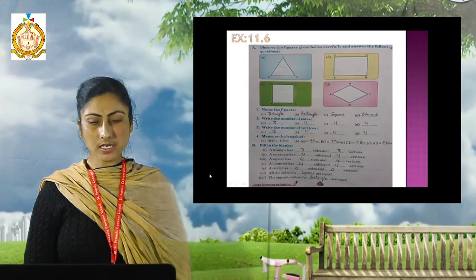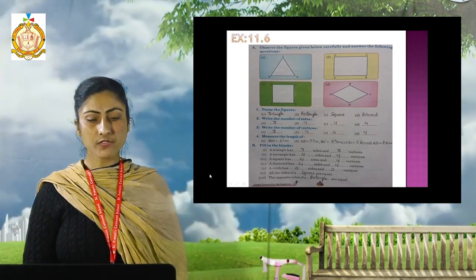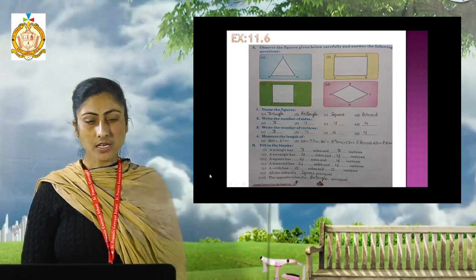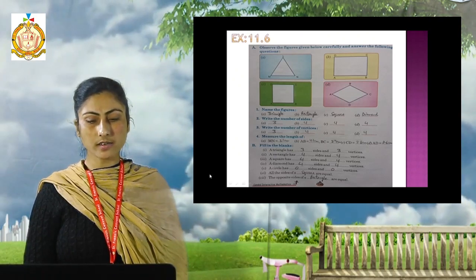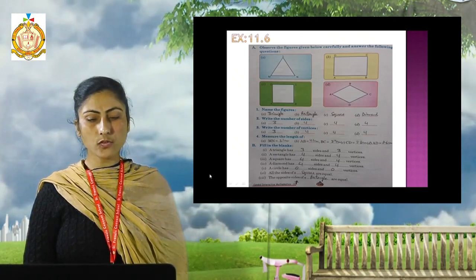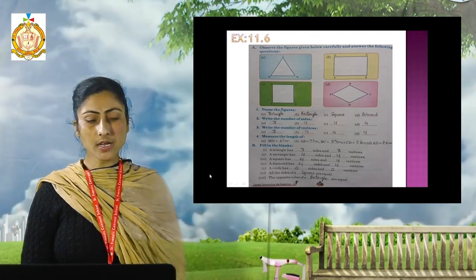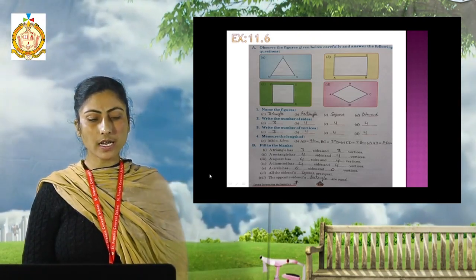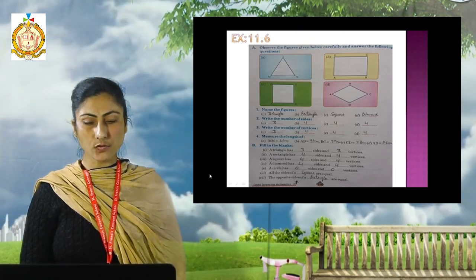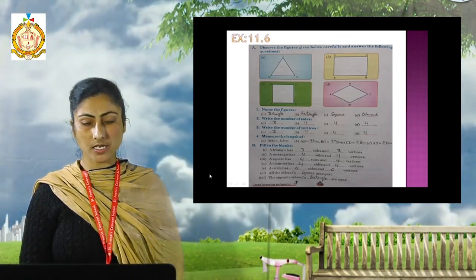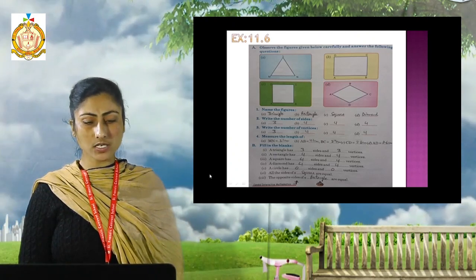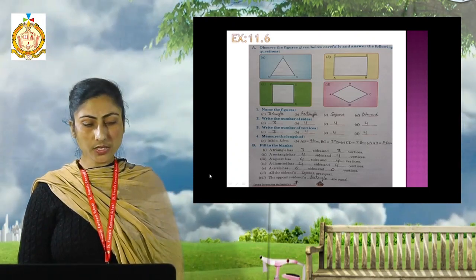Next, the 11.6 exercise is solved here, which is based on the concepts. The first figure is a triangle, the second is a rectangle, the third one is a square, and the fourth is a diamond. In the second sum, write the number of sides. Triangle has 3 sides, rectangle has 4 sides, square has 4 sides, diamond also has 4 sides. Similarly, their vertices are written in sum number 3.